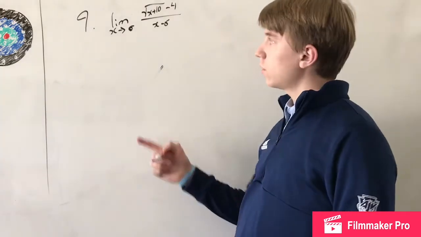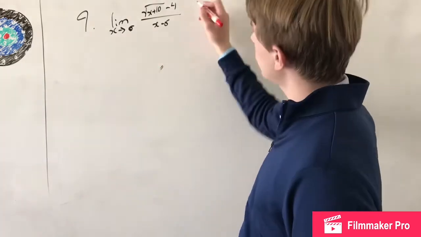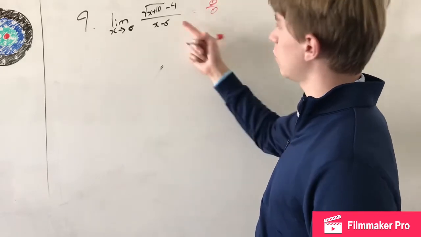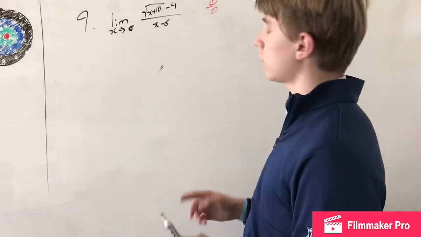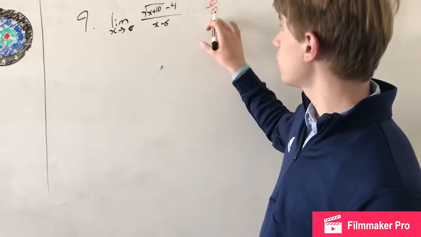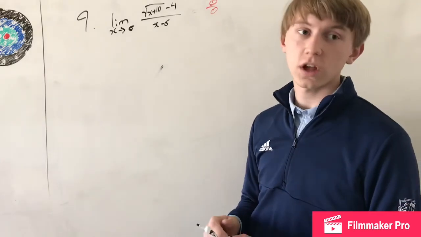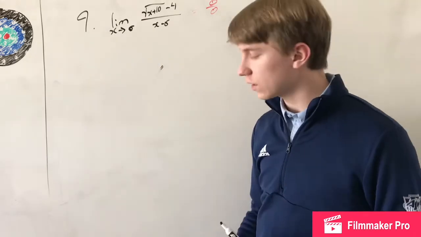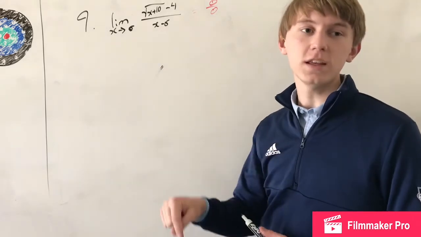Okay, so if we look at this limit, we're going to have the type 0 over 0 if you were to just plug 6 in. And so we use L'Hopital's rule. And this also means that we'll have a removable discontinuity or a hole in the graph at x equals 6. So that's the answer to 9b.